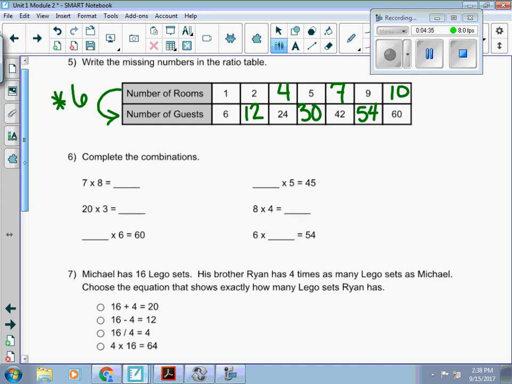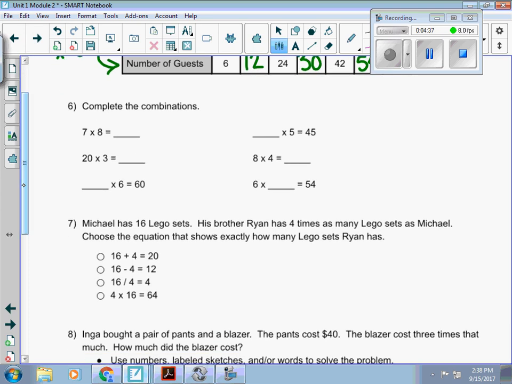Number 6 is just filling in some math fact practice. So we have 56, 60, 10, 9, 32, and 9 again.